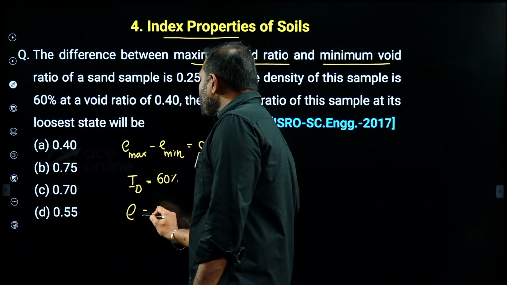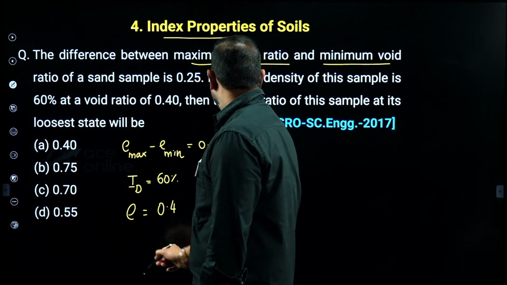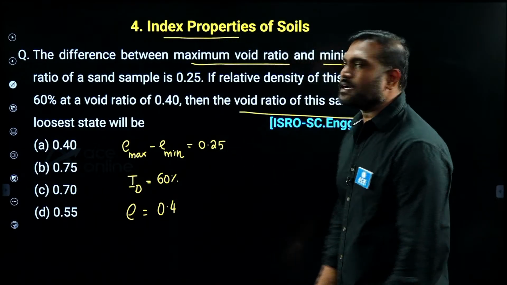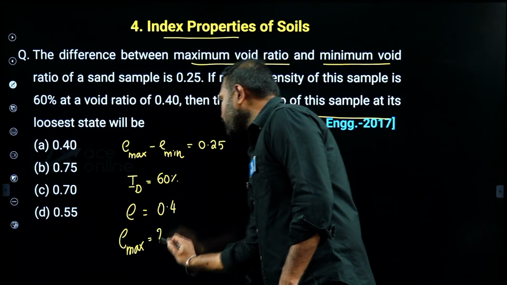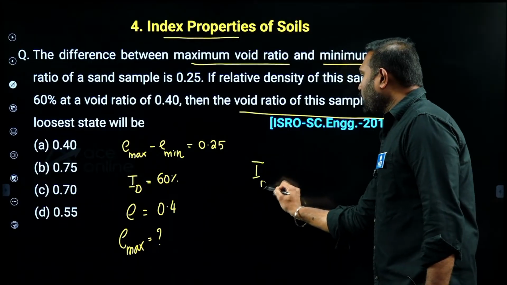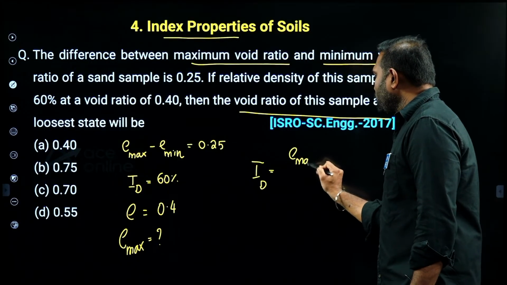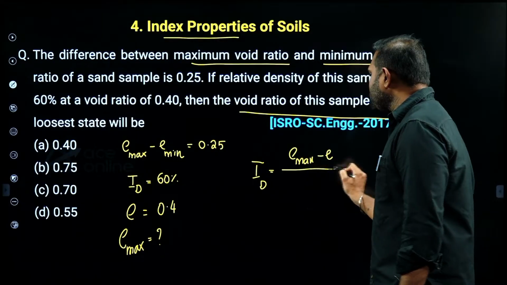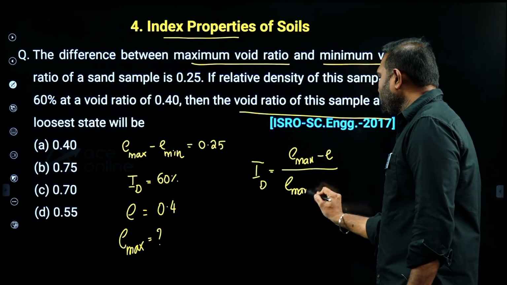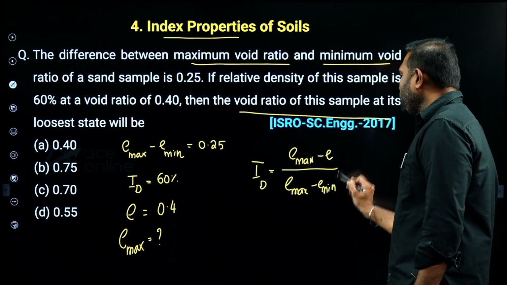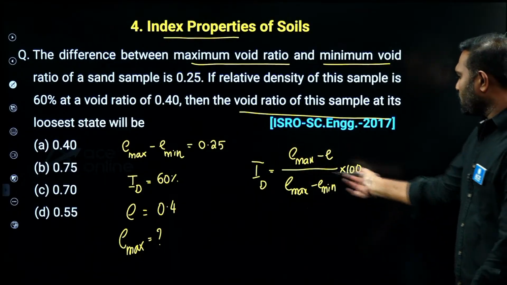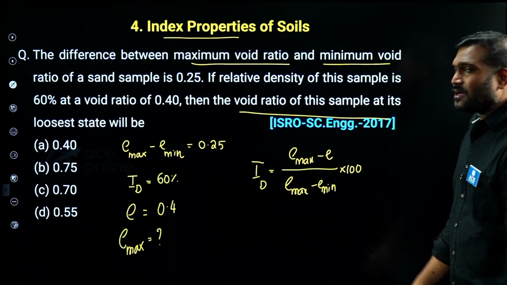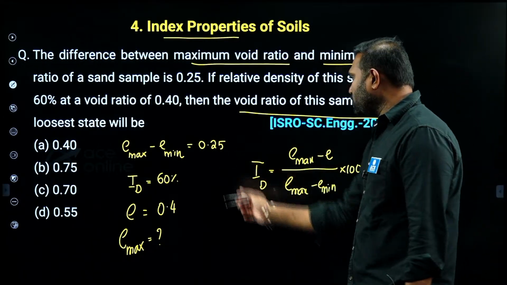at a void ratio e of 0.4, what they're asking is the void ratio of the sample at its loosest state. Loosest state means e maximum. So what is the relative density? ID is equal to (e max minus e) by (e max minus e minimum) into 100. You know the ID value is 60, and that 100 you take to the other side, making it 0.6. You send the e max minus e minimum to the other side.